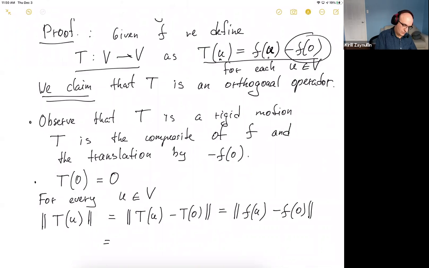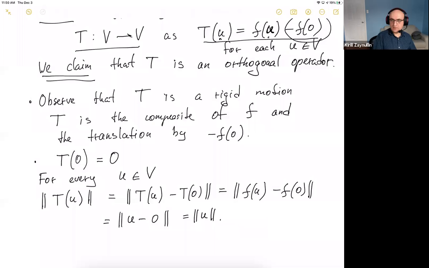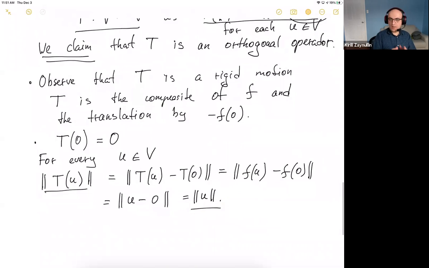And then this is what? This is just u minus 0. Because look, f is a rigid motion, so we can apply the property for rigid motion, then get u minus 0, and then we get u. So in other words, t preserves the length, right?